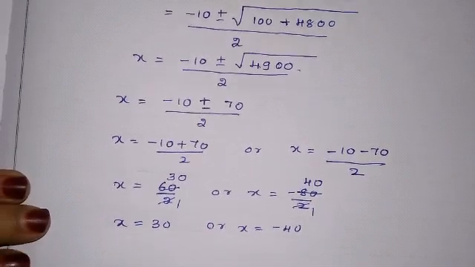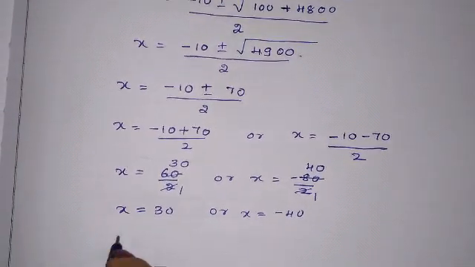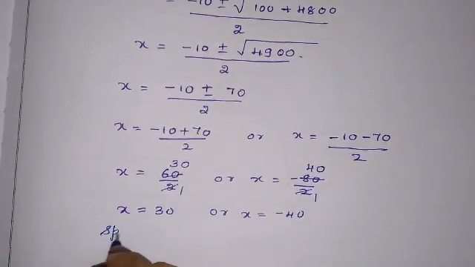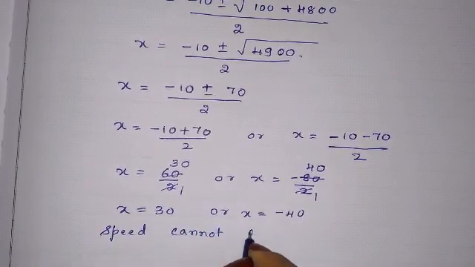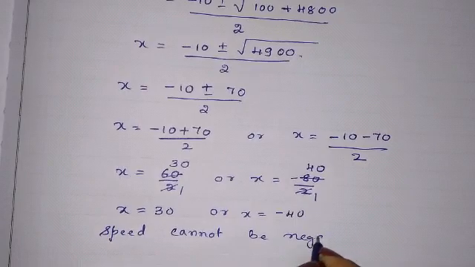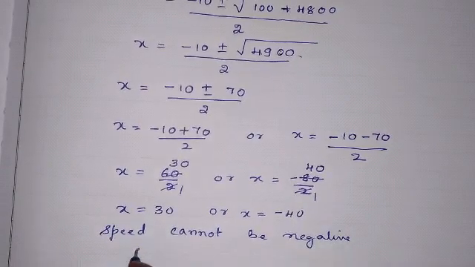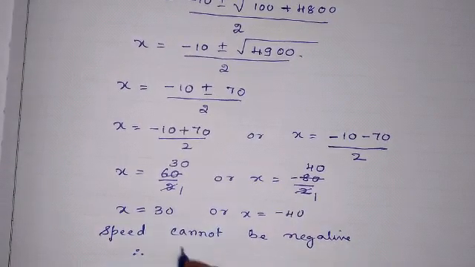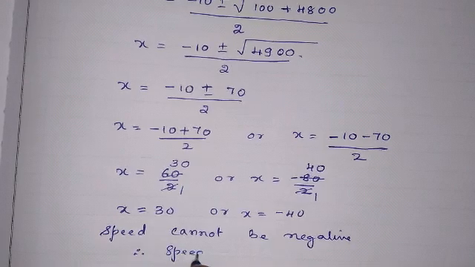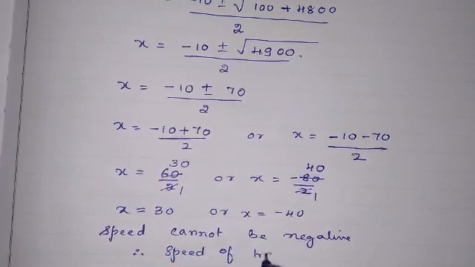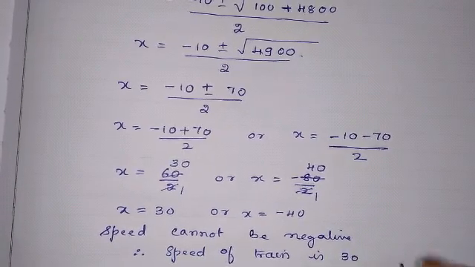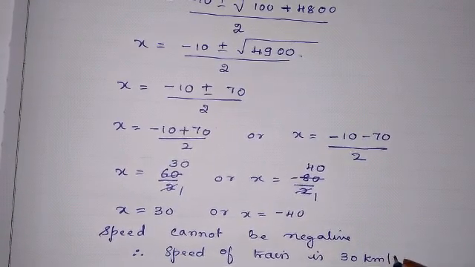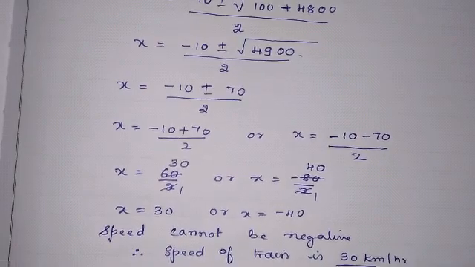Speed cannot be negative. Ever we have heard that speed can be negative? No. Speed cannot be negative. Therefore, speed of train is 30 kilometer per hour. This is the answer.